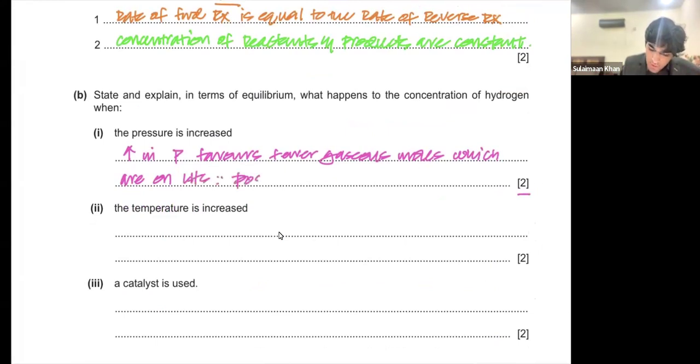Therefore, position of equilibrium or equilibrium, both are the same thing. Position of equilibrium shifts to the left, where there are fewer moles. That's it. Literally, free marks.